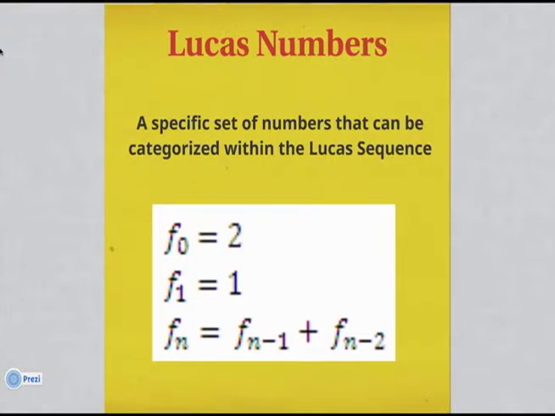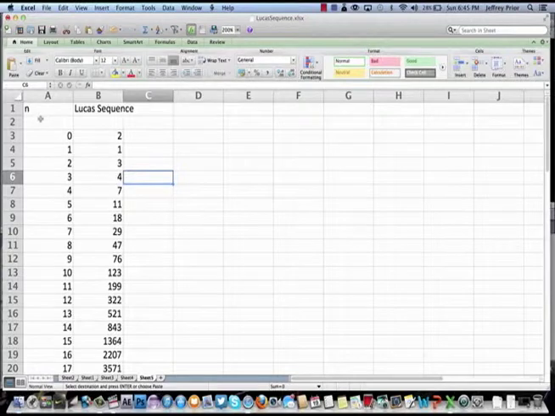They are defined as shown below, starting with an initial value of 2, then 1, then 3, then 4, and so on, adding the two previous numbers in the sequence to produce the next. This is an extensive list of the Lucas numbers that we developed according to the definition.